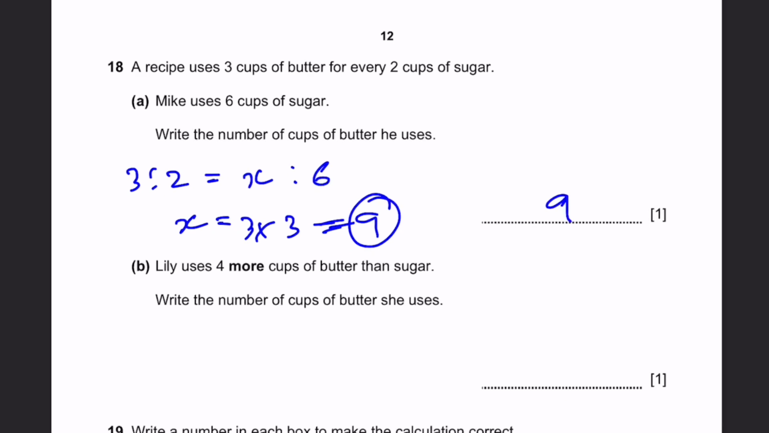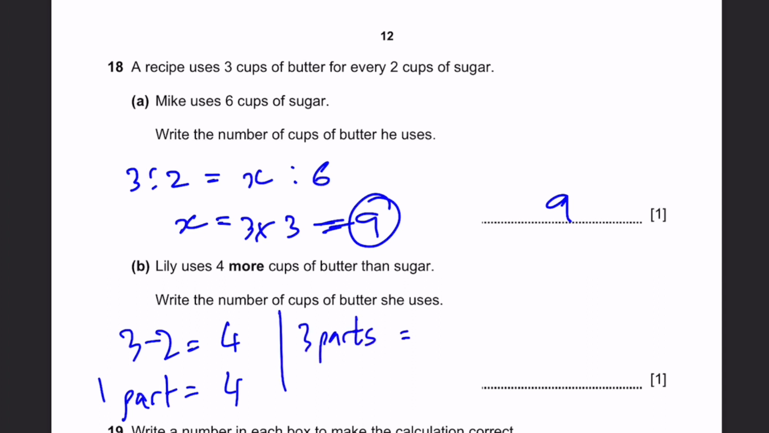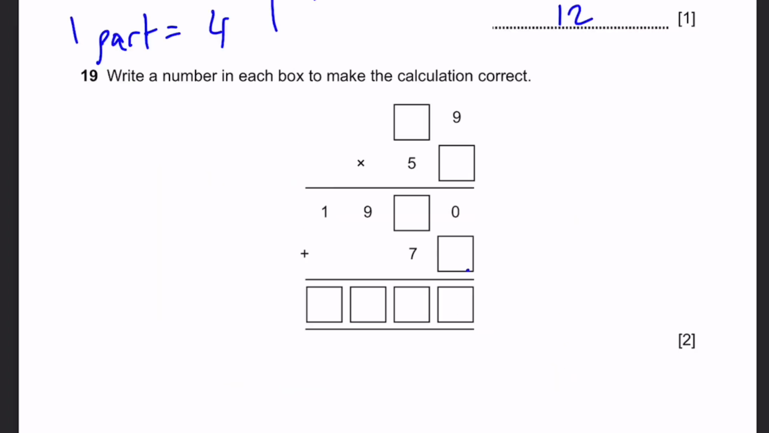B. Lily uses 4 more cups of butter than sugar. Write the number of cups of butter she uses. So the ratio is 3 is to 2. And the difference between these two is 4. So 3 parts minus 2 parts is equal to 4. So 1 part is equal to 4. That means number of cups of butter is 3 parts. So 3 parts is equal to 4 into 3, which is equal to 12 cups of butter. That's the answer.